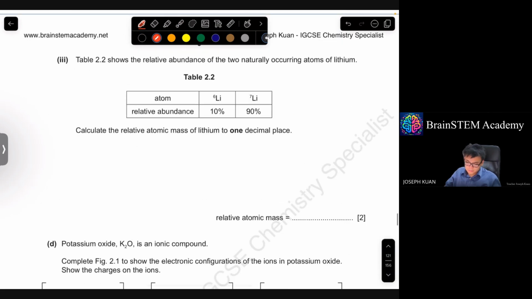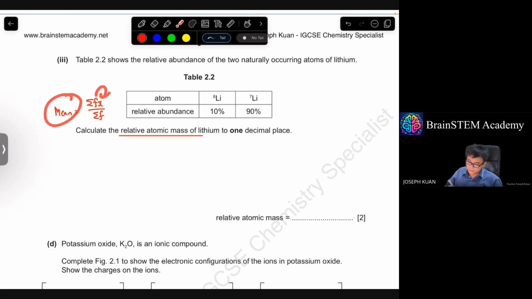Okay, next. Table 2.2 shows the relative abundance of 2 naturally occurring atoms of lithium. Calculate the relative atomic mass of lithium to 1 decimal place. This one is actually similar to mathematics, mean mass. To find average, we take the frequency multiplied by the object divided by total frequency. But in the context of this chemistry question, we multiply the abundances with the masses, and sum them together.